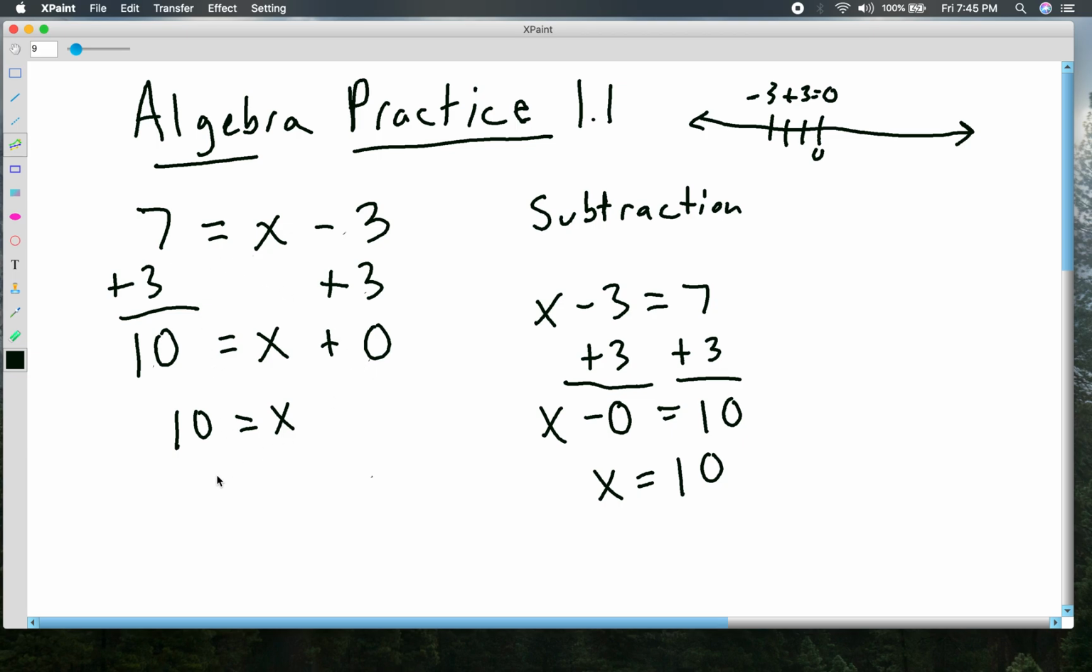Let's check our work. If 7 equals 10 minus 3 and 7 equals 7, we did it. So that is an example of how a subtraction algebra problem would work. You would add to isolate x, and then x equals whatever that number is on that side.